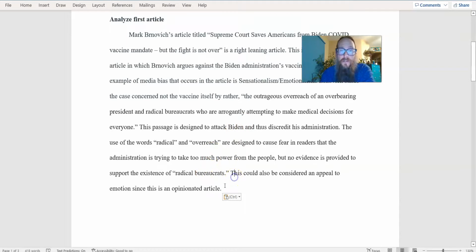And because it is an opinionated article, I also referenced the fallacies list that we shared with you from All Sides. And this is indeed an appeal to emotion because he doesn't provide any evidence to support the existence of quote unquote radical bureaucrats that want to take your rights.